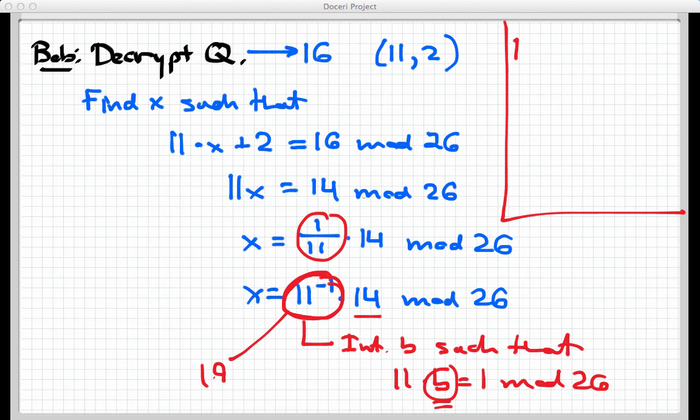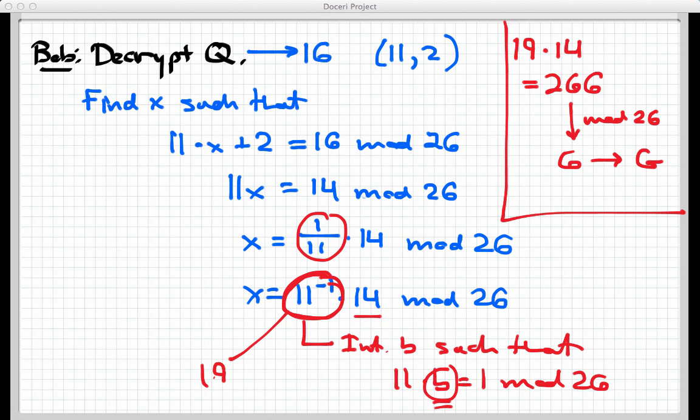So 19 times 14, using your calculator, is equal to 266. If we reduce this mod 26, take that and divide by 26, that's going to go in several times with a remainder of 6. And that 6, as a letter, is G. That was the original plain text.